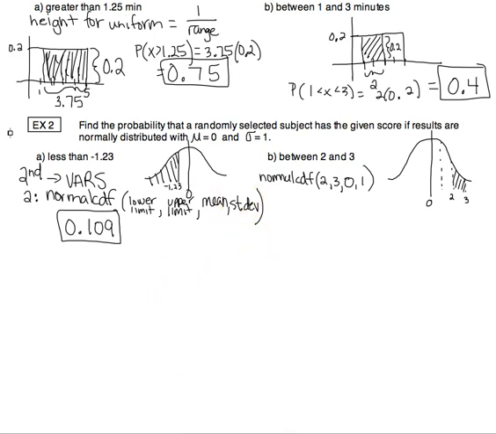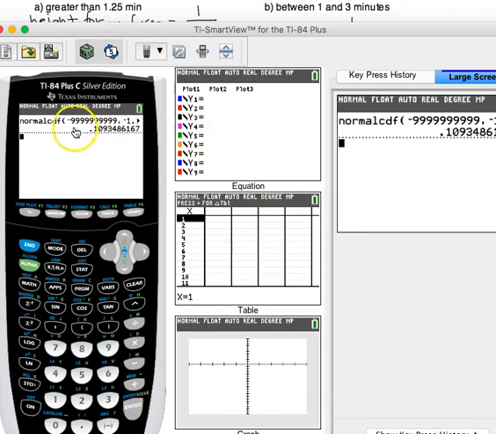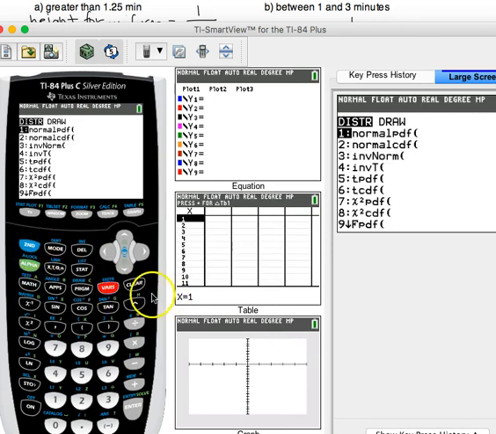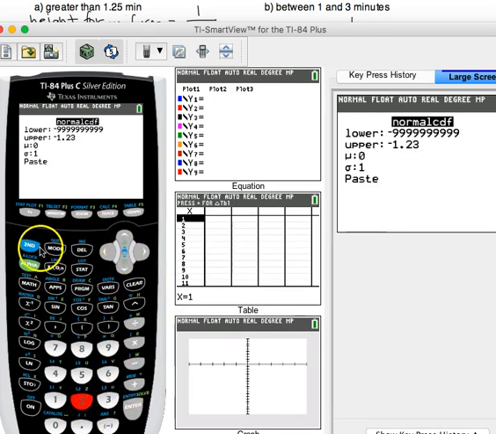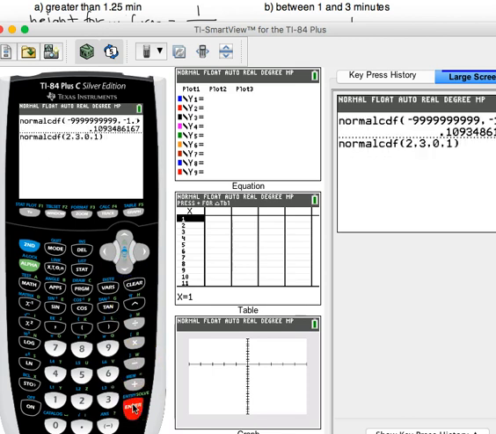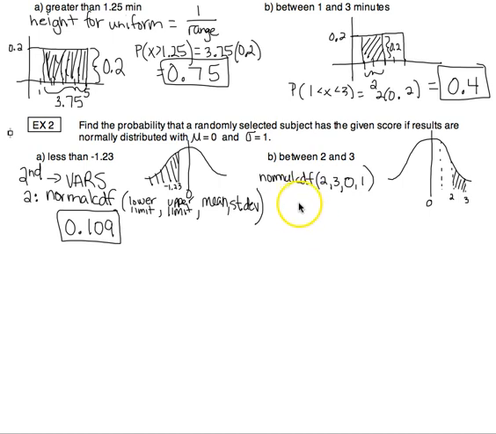So go back to my calculator. Where is it? There it is. So second distribution, normal CDF. This time my lower limit's 2, my upper limit is 3, my mean and standard deviation haven't changed. Enter, enter. 0.0214 would be 3 significant digits. So 0.0214. And that's our answer.